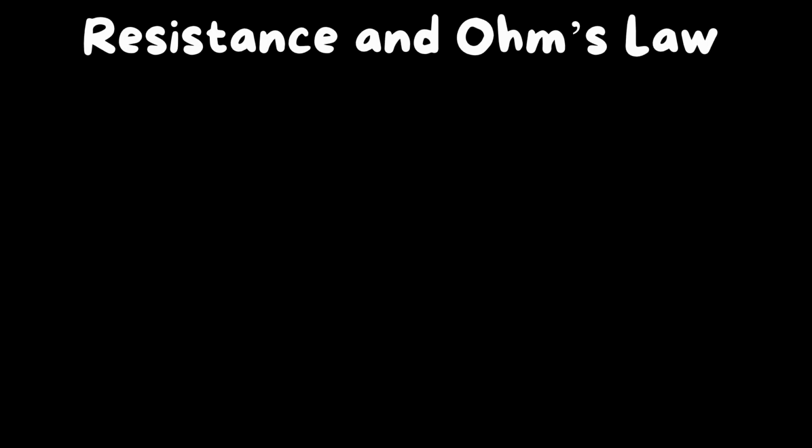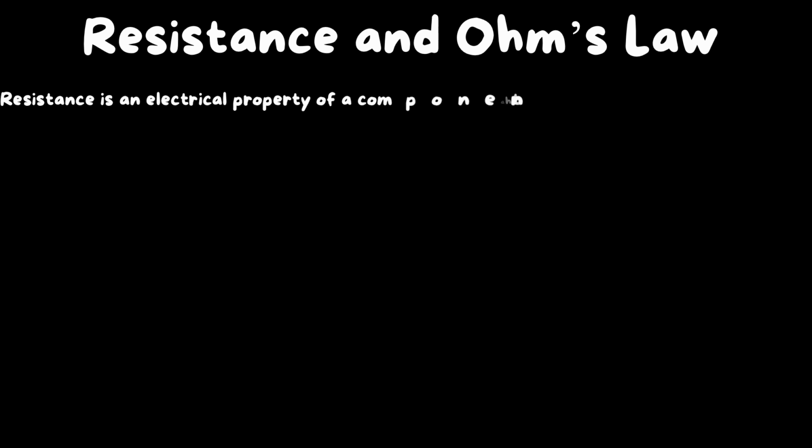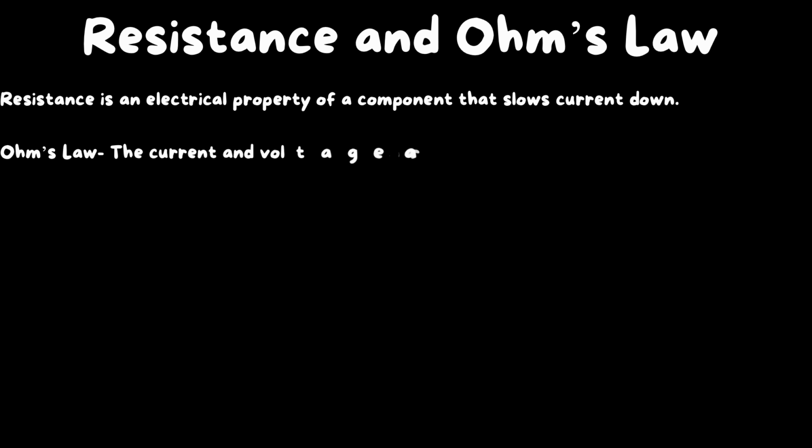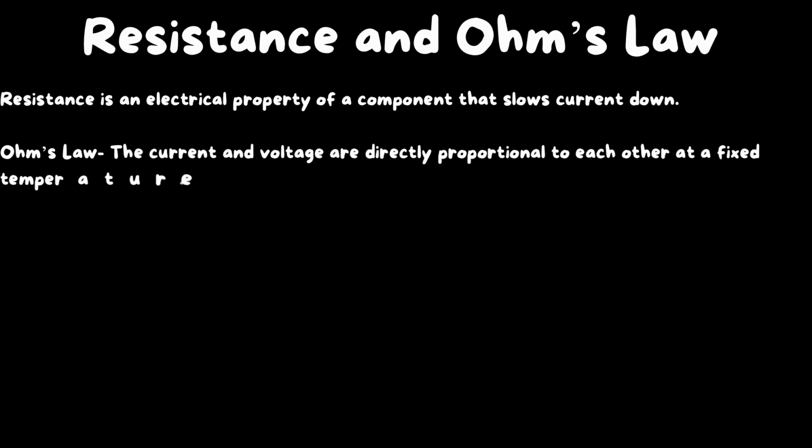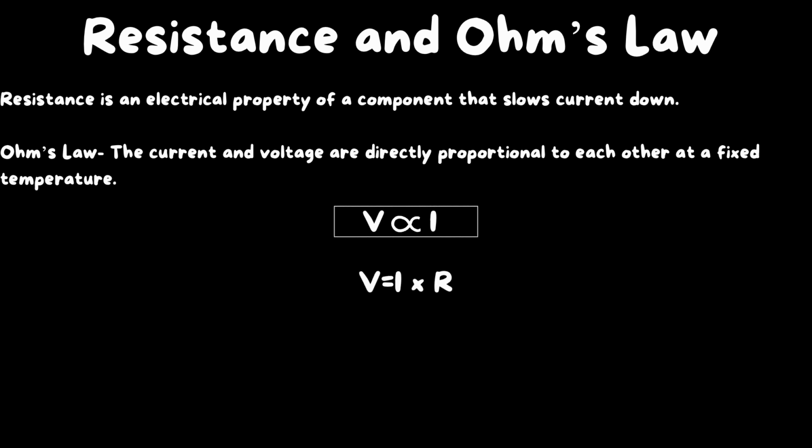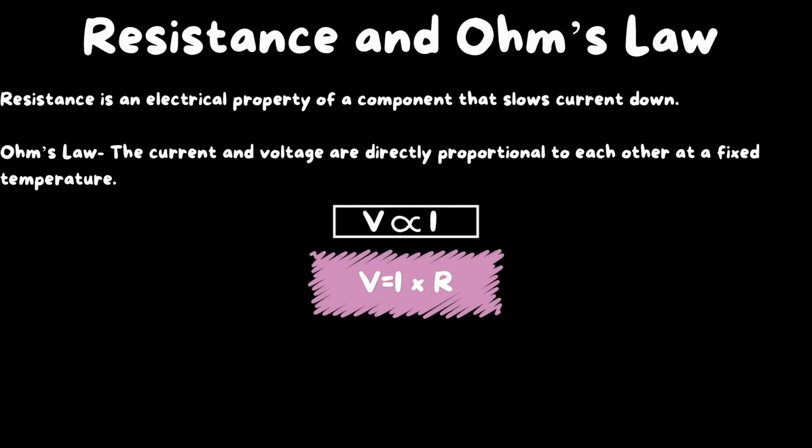Let's talk about resistance and Ohm's law. So you guys have heard of resistance before. It is an electrical property of a component that slows down current. And you've also heard of Ohm's law in GCSEs, which states that the current and voltage are directly proportional to each other at fixed temperature. So mathematically we can write this down as V proportional to I. And then we can say that V equals IR, where R is that proportionality constant, and this is your Ohm's law.